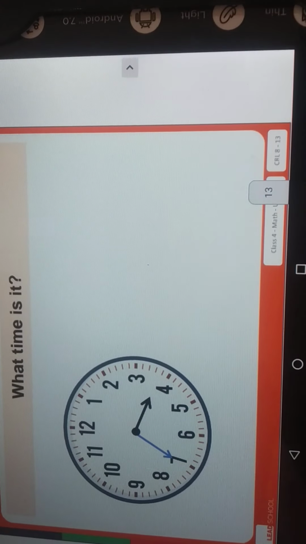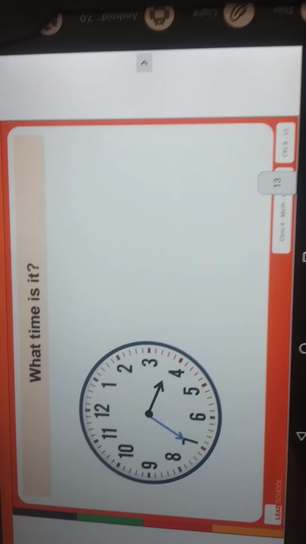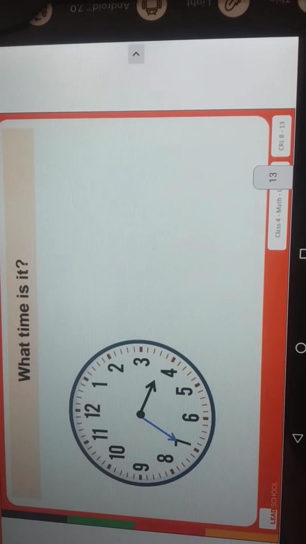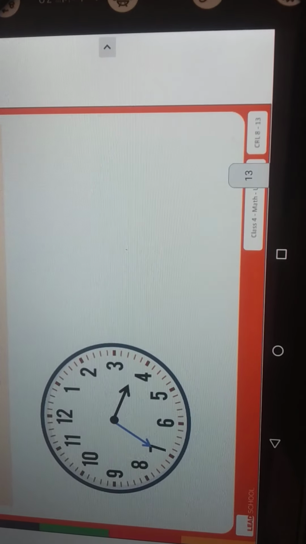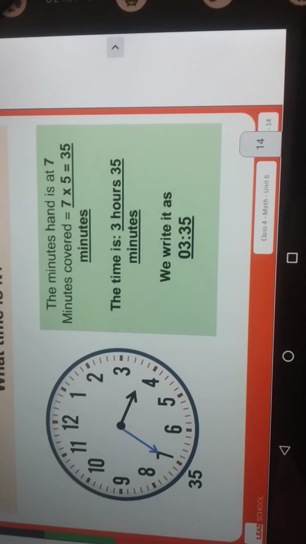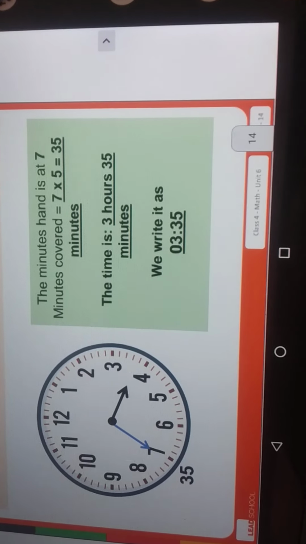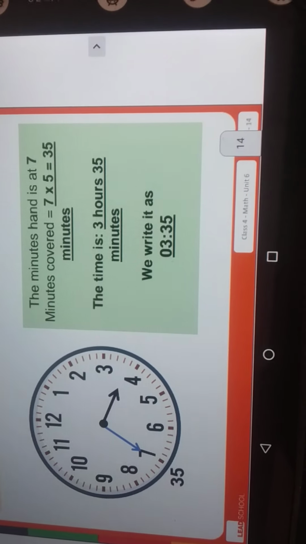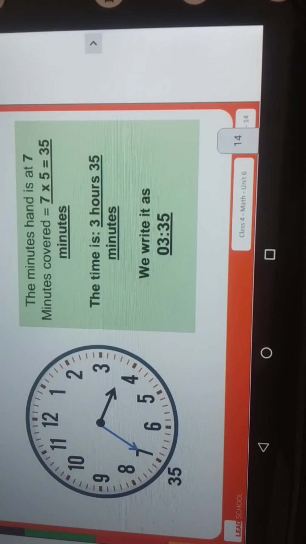Now, what time is it? The minutes hand is on the number 7 and the hours hand is between 3 and 4. So at that time the minutes hand is at 7. Minutes cover 7 into 5, 35 minutes. The time is 3 hours and 35 minutes.